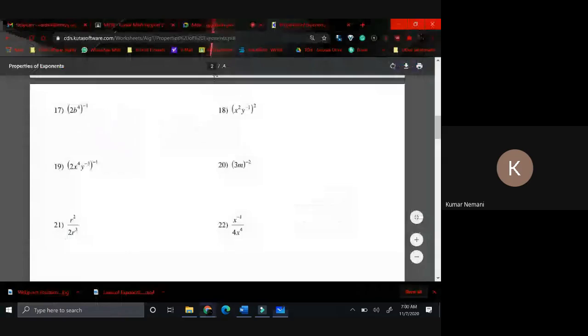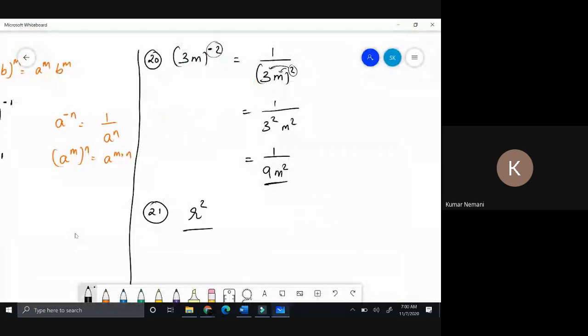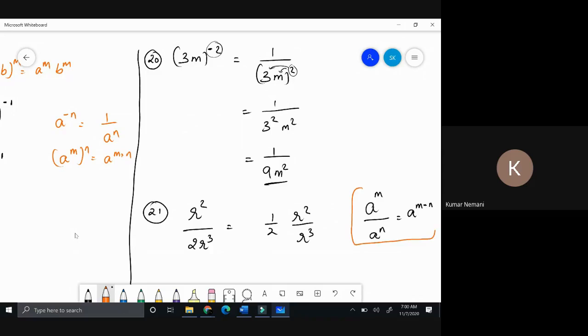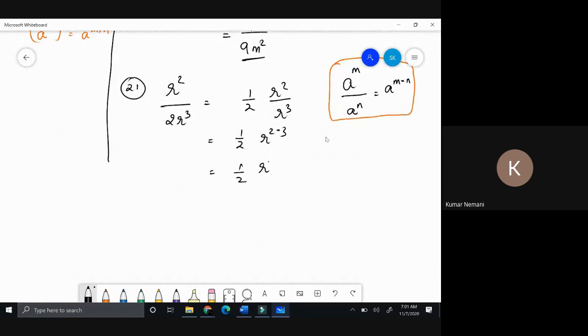r square by 2r cube. Interesting. r square by 2r cube. So nothing but 2 is going to remain like that. 1 by 2, r square by r cube. You know the second formula, that a power m divided by a power n is equal to a power m minus n. Okay, my bad, I should have written this in orange, but I'm going to just highlight this. We're going to use this formula, and now it becomes 1 by 2 r power 2 minus 3, which is going to result in 1 by 2 r power negative 1. But you know that any number raised to a negative power, you can make the power positive by moving it to the denominator.